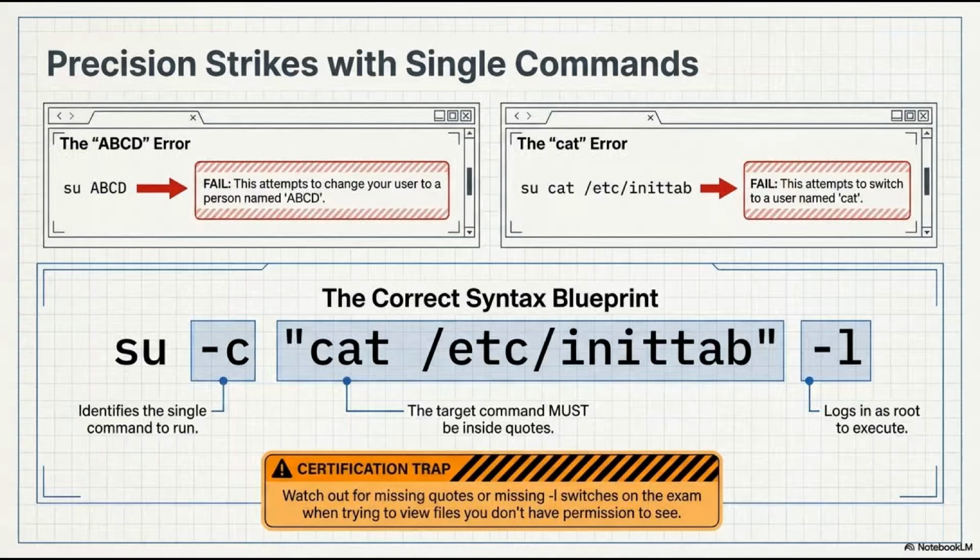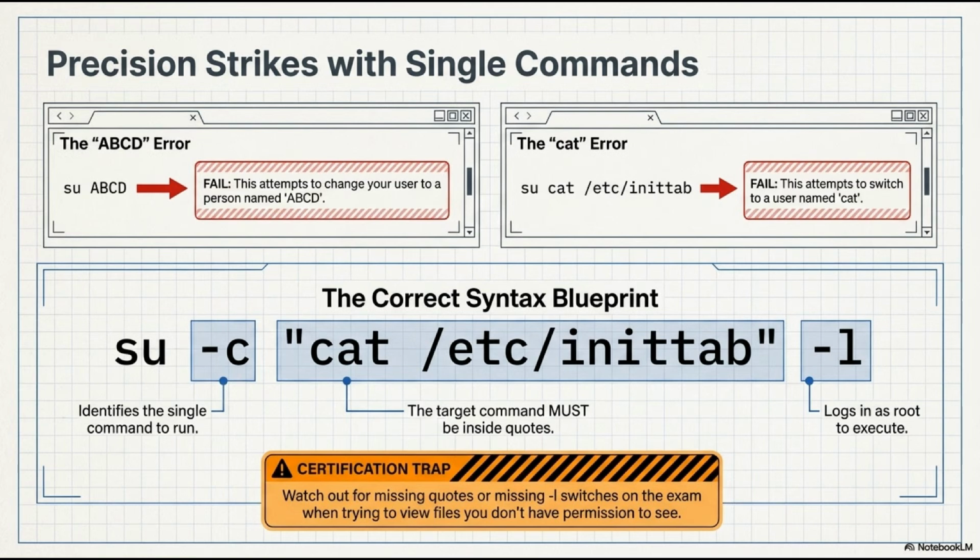It explicitly intercepts the shell's default behavior, telling it do not look for a user. Send the following string directly to the subshell for execution. But why the quotation marks? Doesn't the shell inherently know where the command ends? Actually, no, it doesn't. Without the quotes, the shell reads spaces as argument separators.